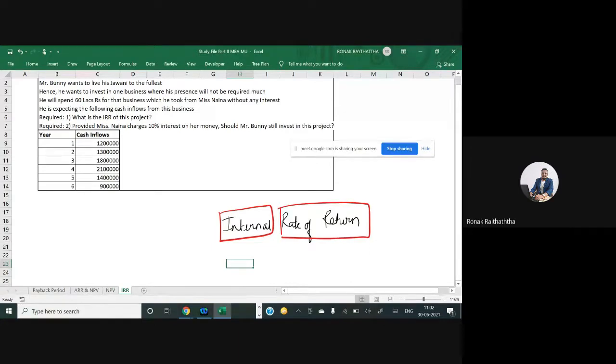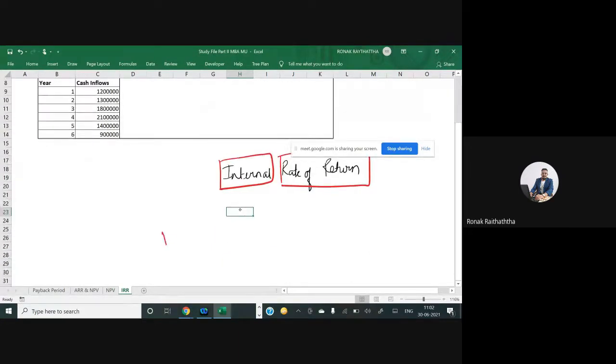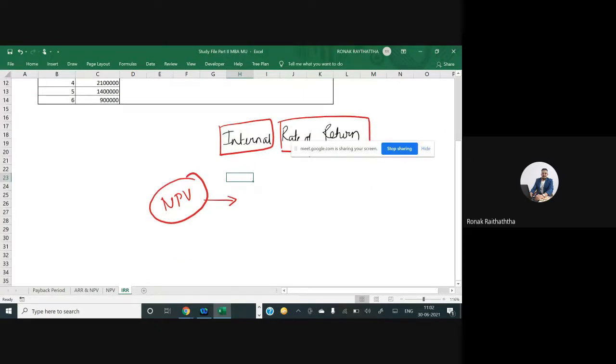See, while calculating the net present value, the expected rate of return was given to you and you were commenting whether the expected rate of return is satisfied or not satisfied, right? And based on that, you were accepting or rejecting the project. But what if I don't tell you that expected rate of return? I just tell you that these are my cash inflows and outflows. What is the exact rate of return you are getting from this project?